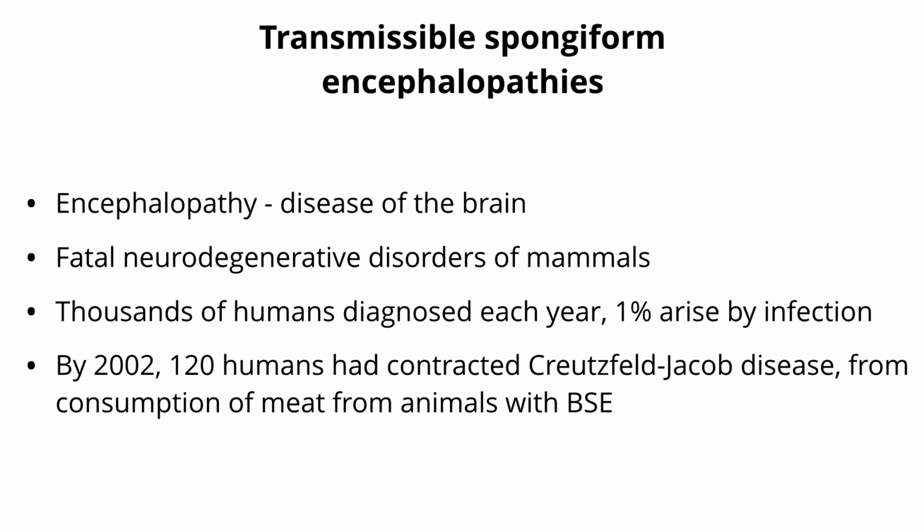So for example, by 2002, 120 people had contracted Creutzfeldt-Jakob disease from eating meat from animals with mad cow disease. And the thing is, you can't tell that the cows have mad cow when you eat them, and it's not till many years later when you start getting symptoms that you know you have the disease, and by then it's too late to do anything.